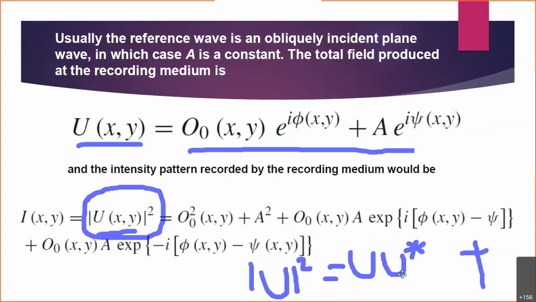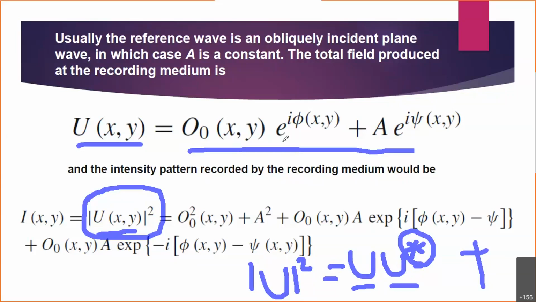U into U star. That means U is the main part, and U star will be the complex conjugate. It's very simple mathematics, just refer to the 12th class. If you open mod of U squared, or any parameter you take over here, it will be the same parameter multiplied by the complex conjugate of that parameter. Suppose you take capital A: mod of capital A squared gives A into A star. So this star represents the complex conjugate part.